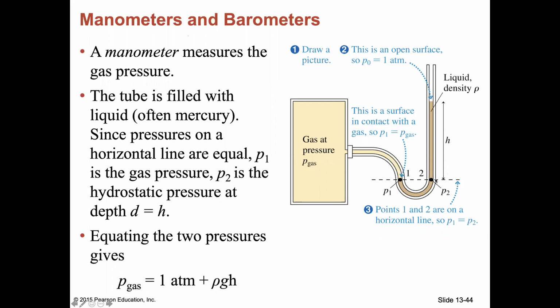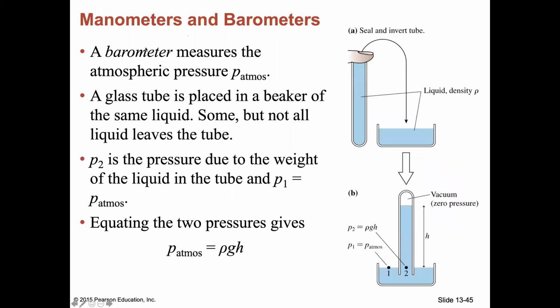So this is a way to calculate P2, and P2 equals P1. P1 is the pressure of the gas. By using this device, you can calculate the pressure of a gas. This is called a manometer. Now let's see another way to measure pressure, which is the barometer.